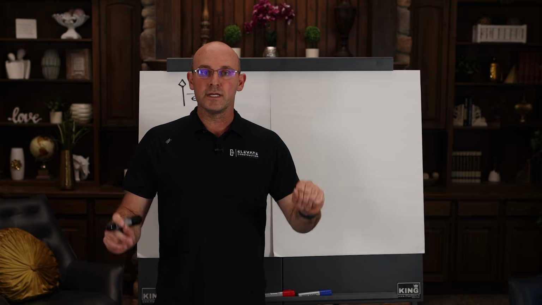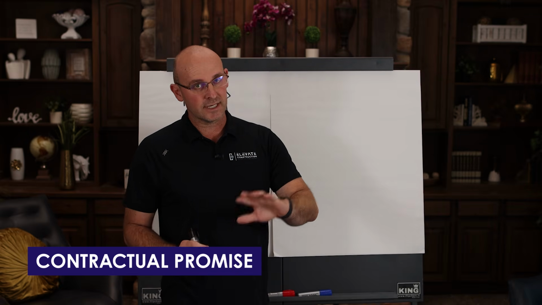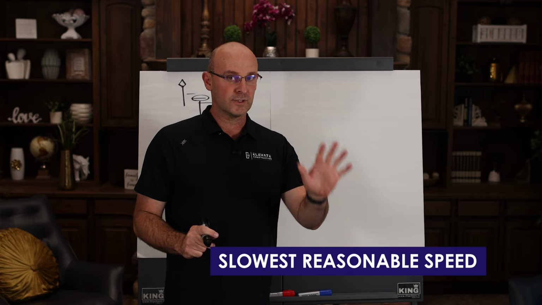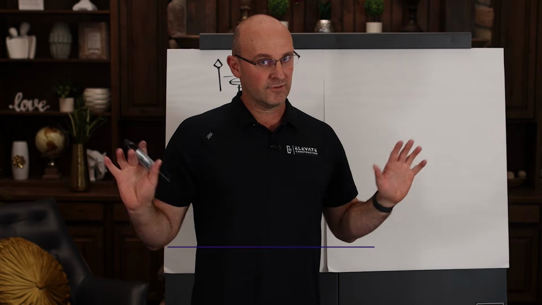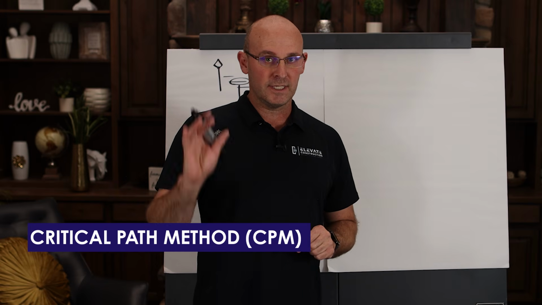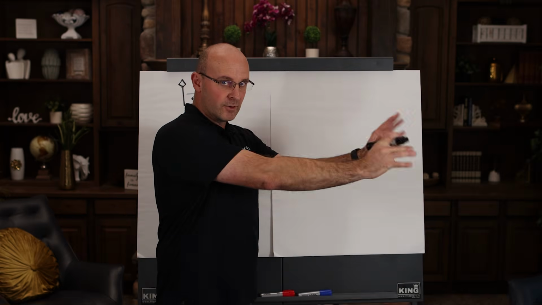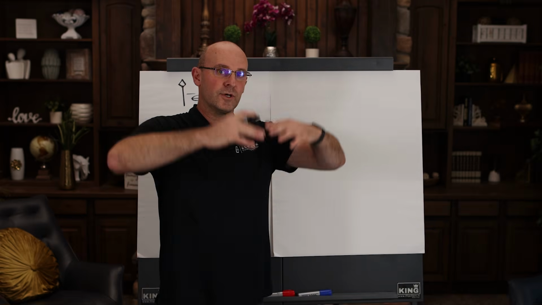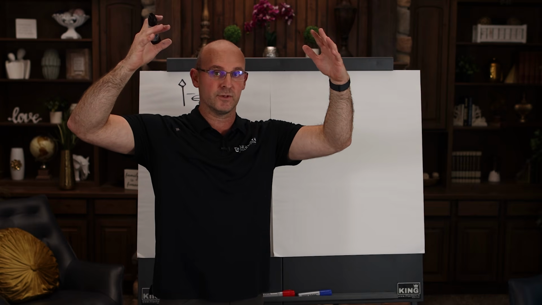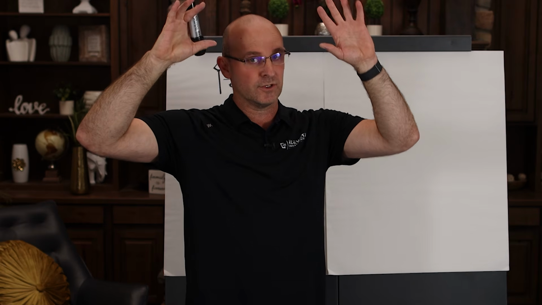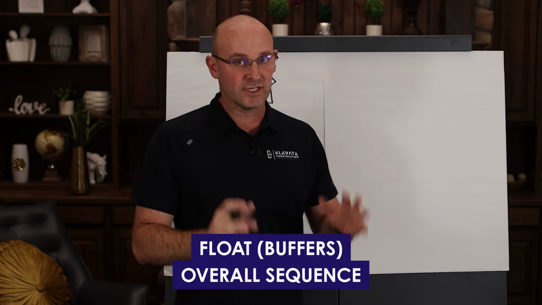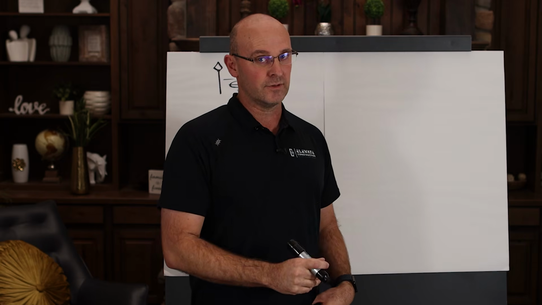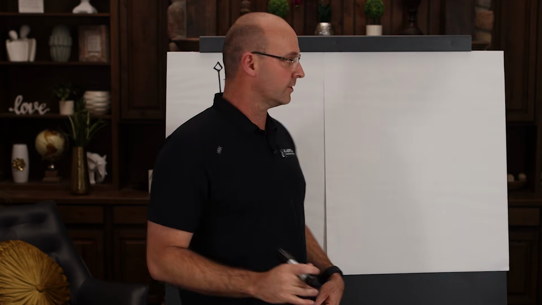Your master schedule is your contractual promise and technically, or should be, your slowest reasonable speed, and your production plan is your production target. And that's why I have got a big beef with CPM and critical path schedules, CPSs, because they do a forward and a backward pass. They increase work in progress above the capacity of people and resources. And what it will do is it will not allow you to have float or buffers in the overall sequence. And that's actually how it's implemented and per definition. We're not talking about longest path here, we're talking about the critical path.